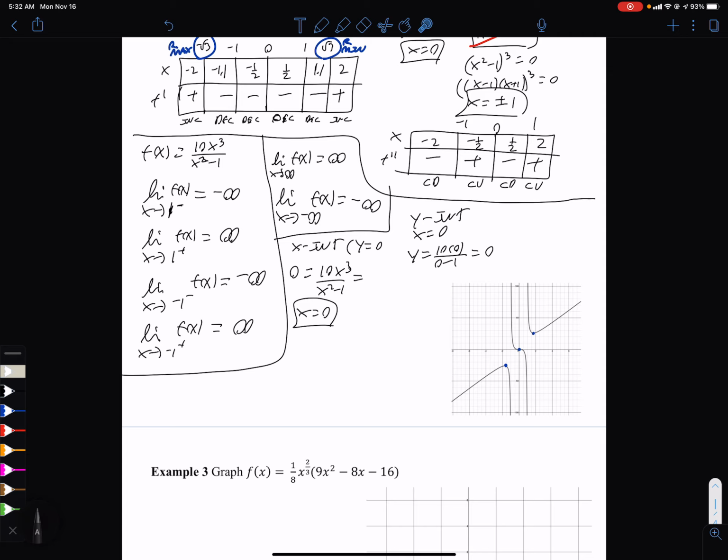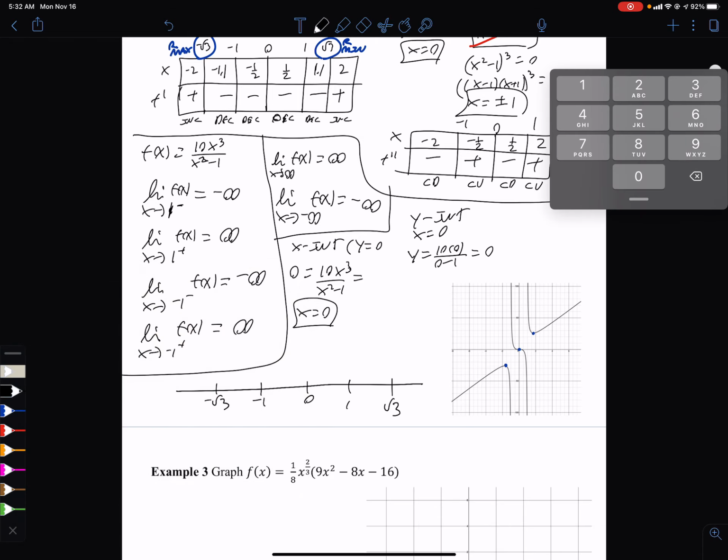Now we know as I move to the right, it goes to infinity. So it's going to shoot upwards. As I move to the left, it goes to negative infinity. It's going to shoot downwards. So that tells you what happens left and right. Now, one more giant number line with all of our major points: negative radical 3, negative 1, 0, 1, radical 3.